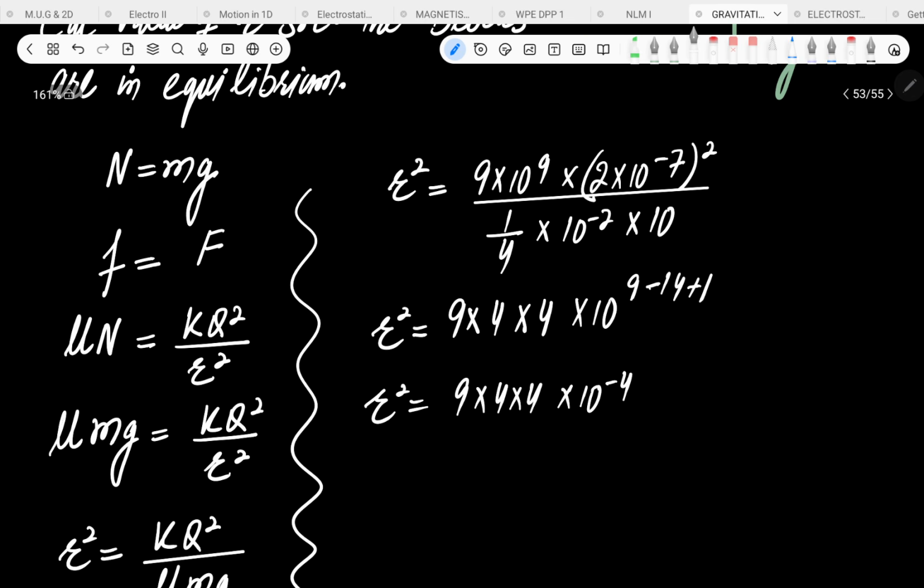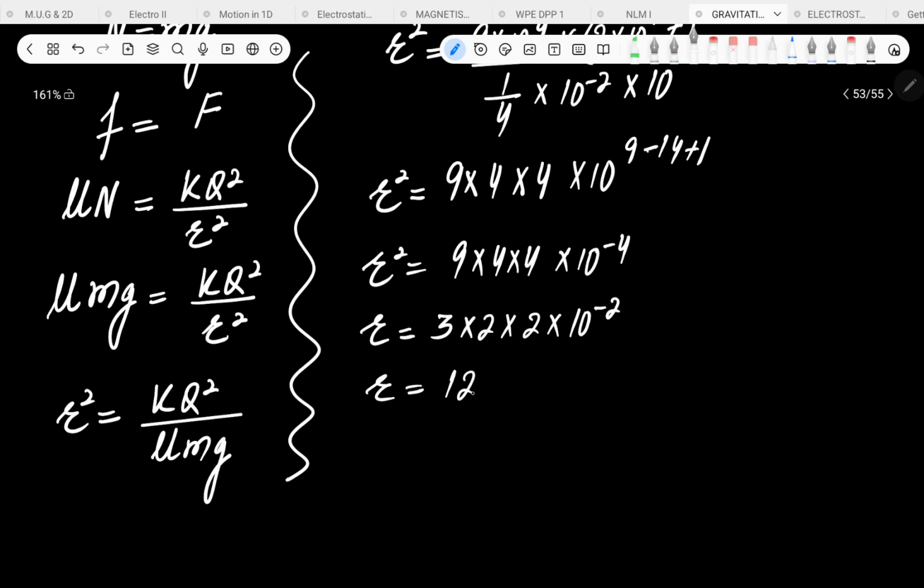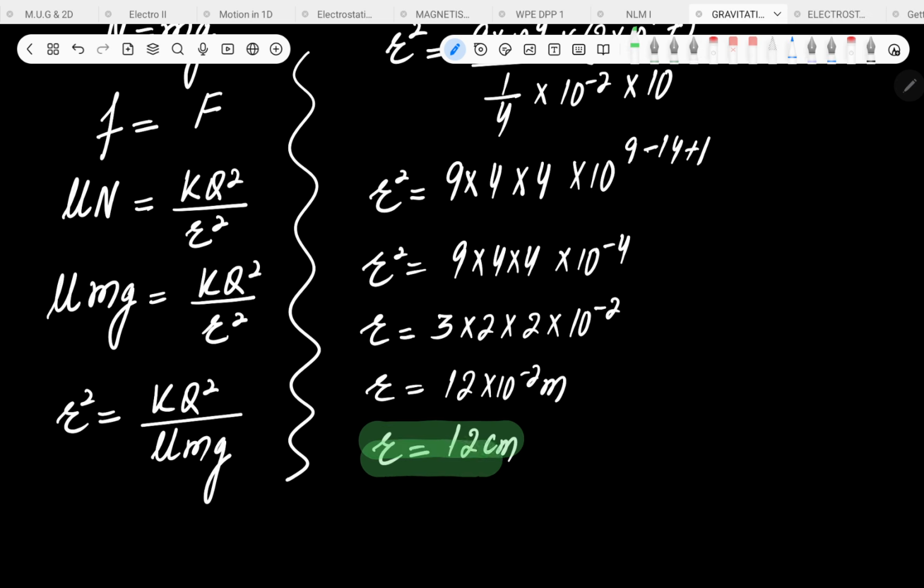Now all these are perfect squares. So the value of r will be: square root of 9 is 3, square root of 4 is 2, square root of 4 is again 2, and square root of 10 to the power minus 4 is 10 to the power minus 2. So r will be equal to 3 into 2 is 6, 2s are 12, into 10 to the power minus 2 meters. Then we can write it in centimeters like this. It is simply 12 centimeters. So this is the answer to this question.